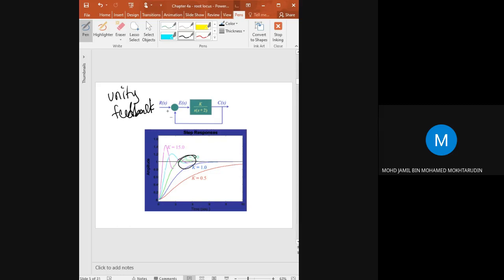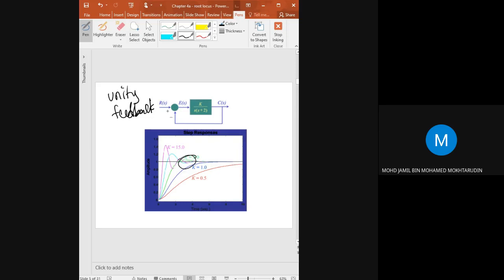If the vibration is prolonged, then the system might be damaged, okay? So when you increase K more, for example, if you use K equals 15, then it will reach steady state very, very fast, but the overshoot is very high, and also there will be some damping, and the damping will take some time before it is gone, okay?